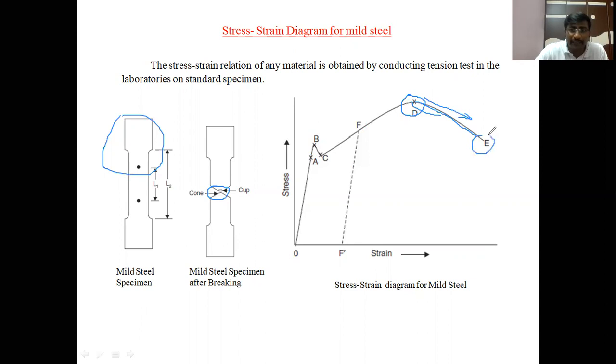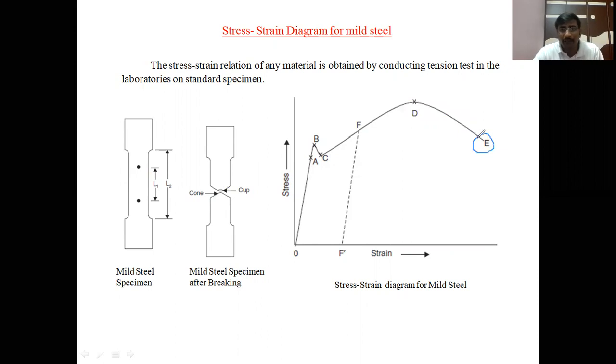At a certain point, by applying the load beyond point D, at point E, the material fails or breaks like this into two pieces. One piece is called the male piece and the other is the female piece. The female piece has a cup shape and the male piece has a cone shape. This point is called the breaking point or failure point of the material.